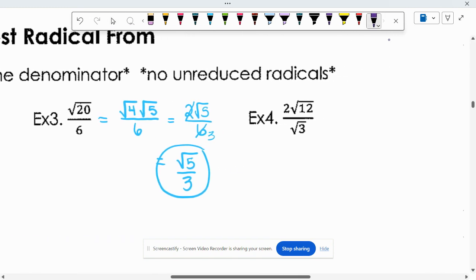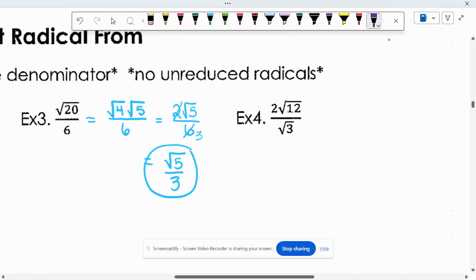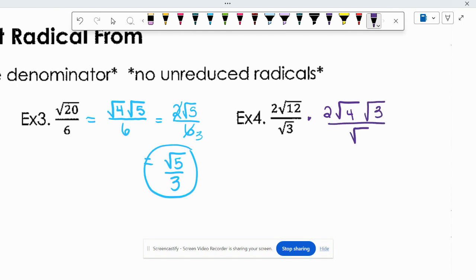2 times the square root of 12 over the square root of 3. So before I multiply both the top and the bottom by the square root of 3, I want to show you what the square root of 12 is when I break it up as a perfect square times a non-perfect square: square root of 4 times the square root of 3 over the square root of 3.